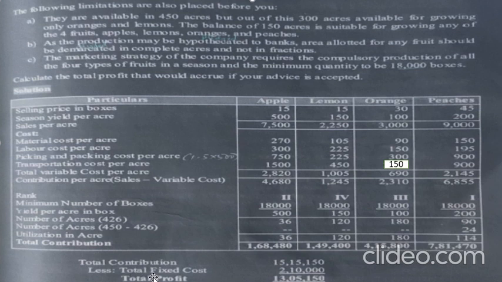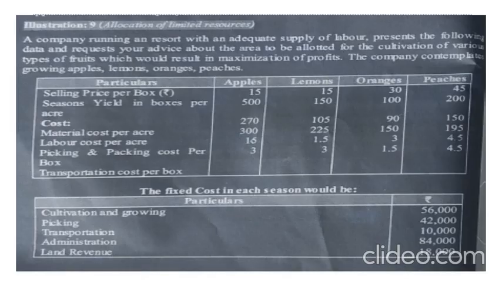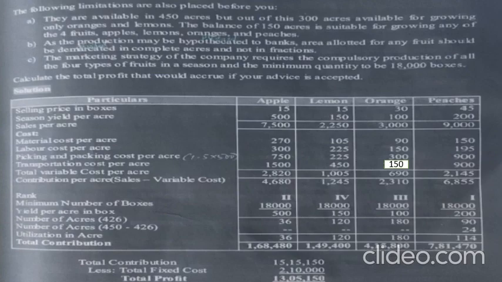15,15,150. With that, we will minus our fixed cost, which is given in the question, stated as 2,10,000. If you look here, the fixed cost in each season would be cultivation growing 56,000, picking 42,000, transportation 10,000, administration 84,000, land revenue 18,000. So when we total this up, we will get 2,10,000. So 2,10,000 will be subtracted from the contribution. So we will be getting the total profit of 13,05,150. So thank you everyone. This is the end of the decision making technique problems under relevant costing.